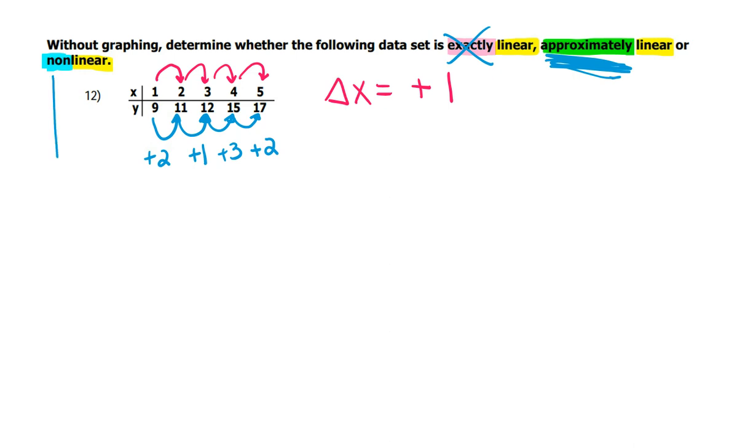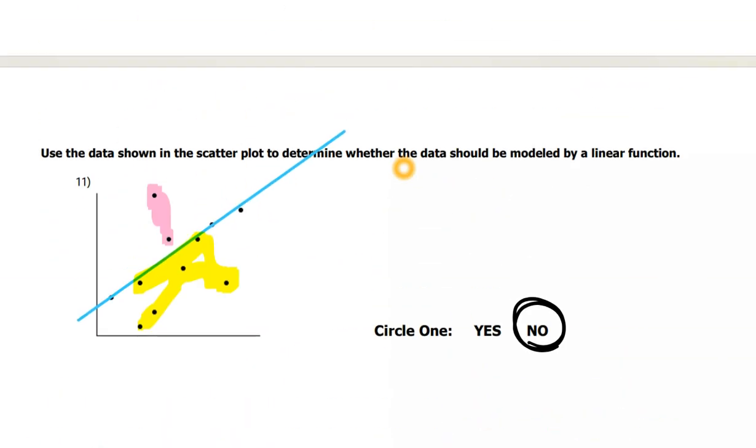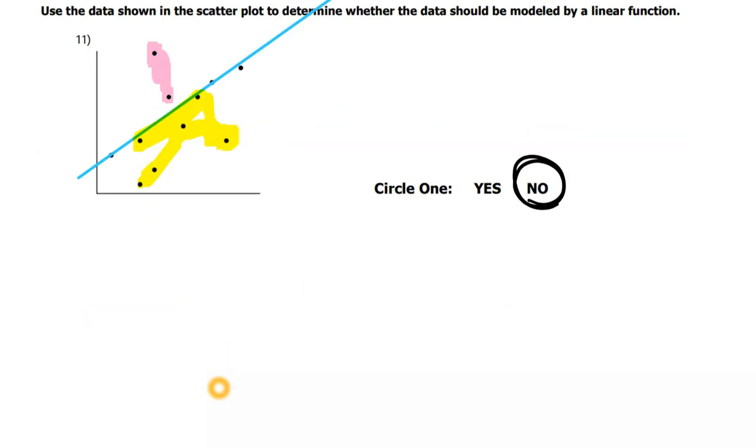In order for it to be nonlinear, it would have to be something like plus 2, plus 8, then minus 6, then maybe plus 1, then maybe minus 7, then maybe plus 12. It'd be all over the place, which means your points would look like that. They'd be all over the place, okay? This is actually something that is nonlinear.